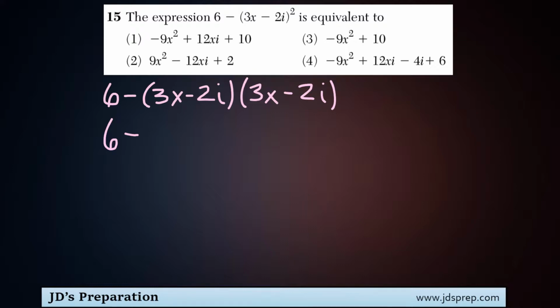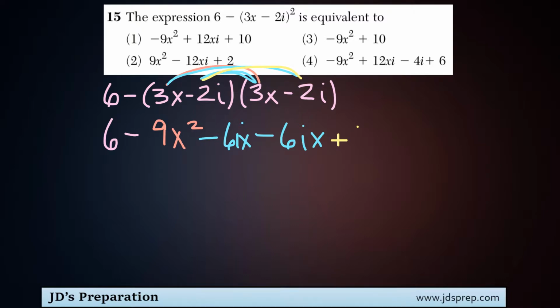So first off, we would multiply 3x times 3x to get 9x squared. Next, let's multiply 3x times negative 2i. That would be negative 6x, or I guess ix. We'll put the i first. And then our next middle term will be the same here. This would also be minus 6ix. And finally, multiplying negative 2i times negative 2i would get us positive 4i squared.